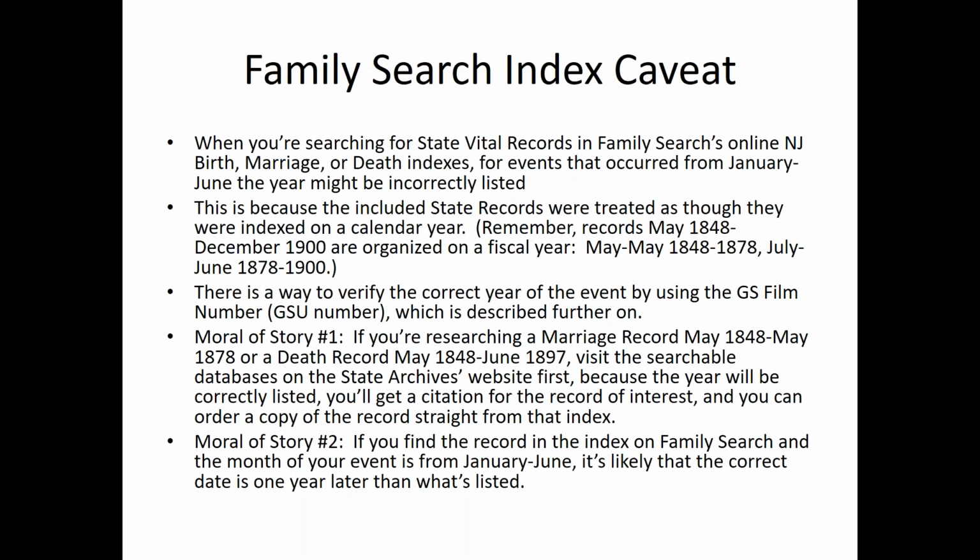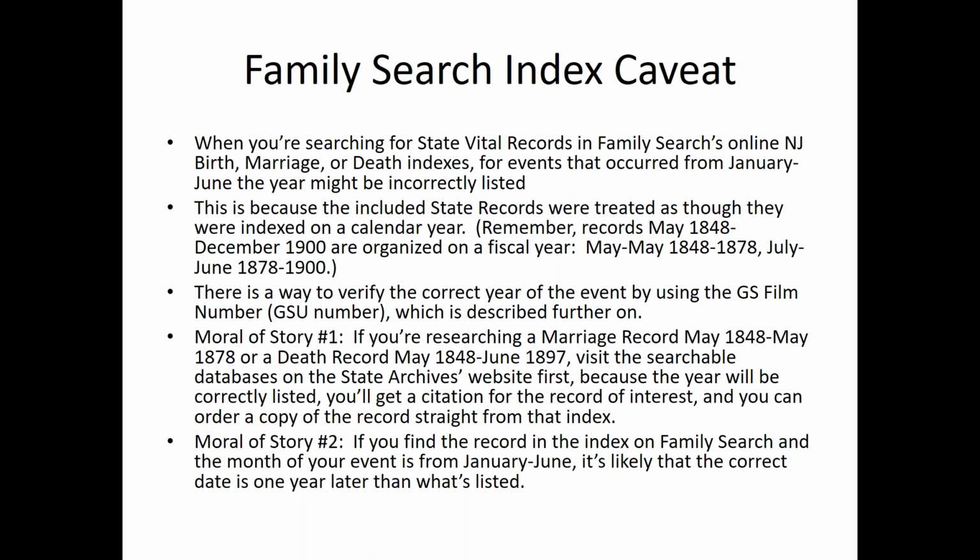So I don't want to go over this in too much detail, but I do want you to be aware that in Family Search, you have to be very careful about dates when you pull information about the state records from any of their searchable indexes. What happens is, I've said this, the State of New Jersey's vital records collections are organized on a fiscal year, so either May to May or July to June.